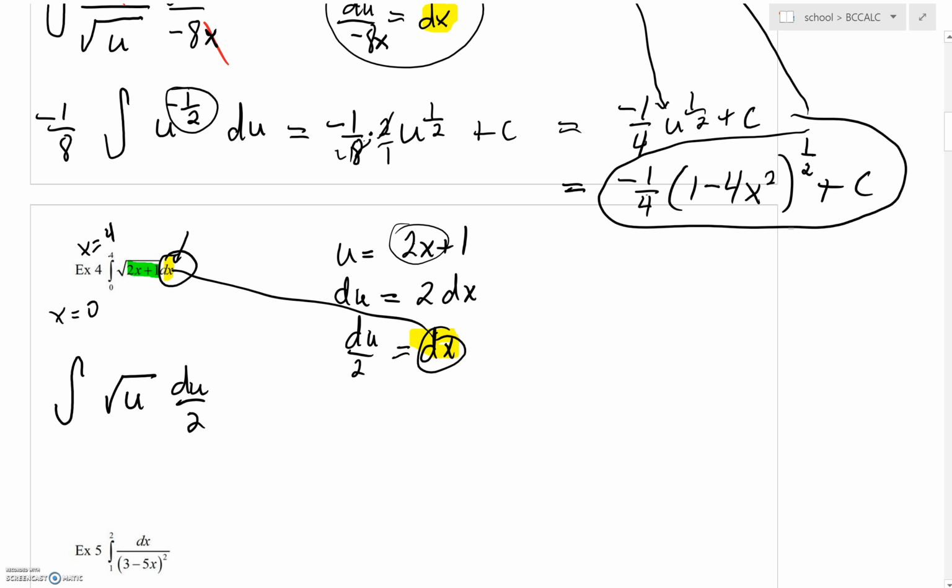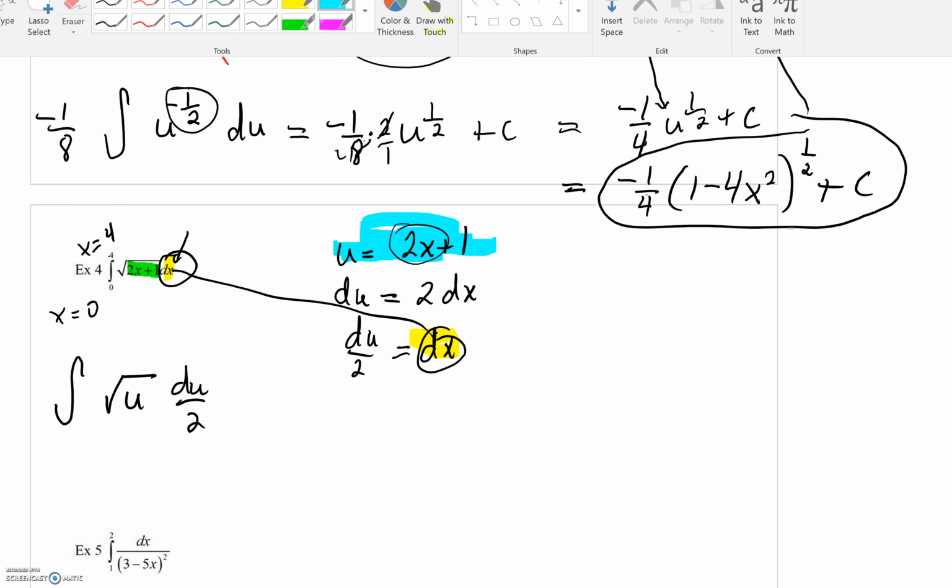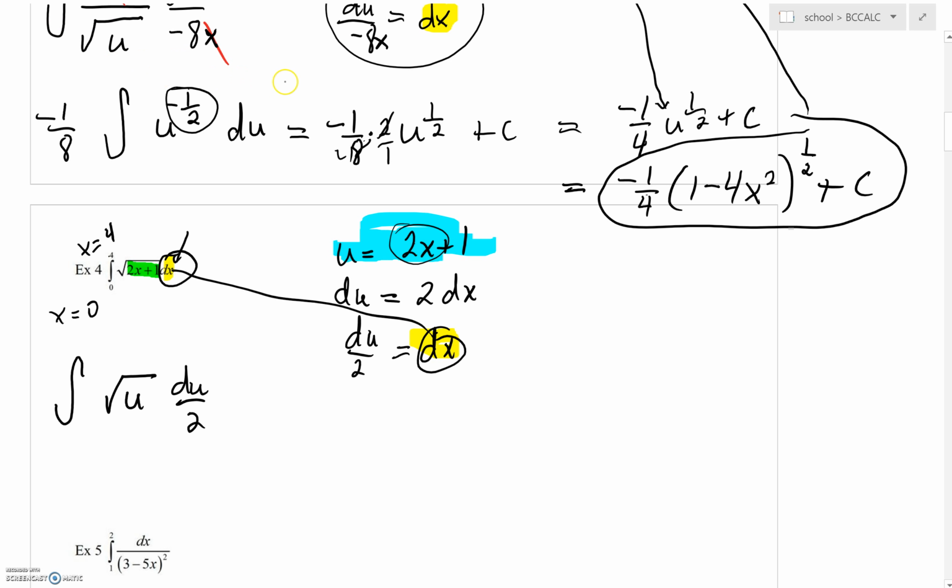But our boundaries have to change. Our boundaries have to change. We have to change them with respect to u. So look, I want to be very emphatic here. This is a very critical step. It's a step that a lot of students miss when you have a definite integral. I think we get so focused on the substitution that we can lose sight of the bounds.